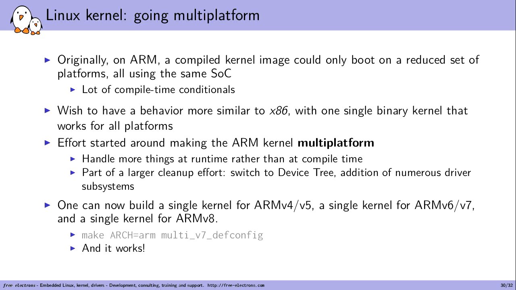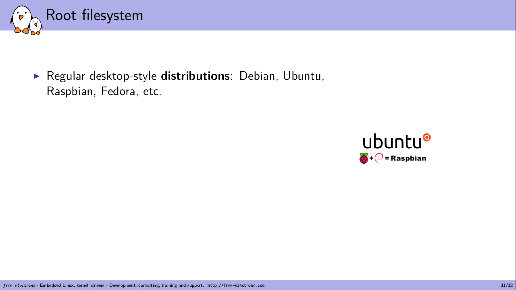So for example, you can do a make ARCH=arm multi_v7_defconfig. That's the default kernel configuration that builds a kernel that supports all ARMv7 platforms that the kernel supports. And it actually works. To conclude, let's talk a little bit about the root file system aspect.